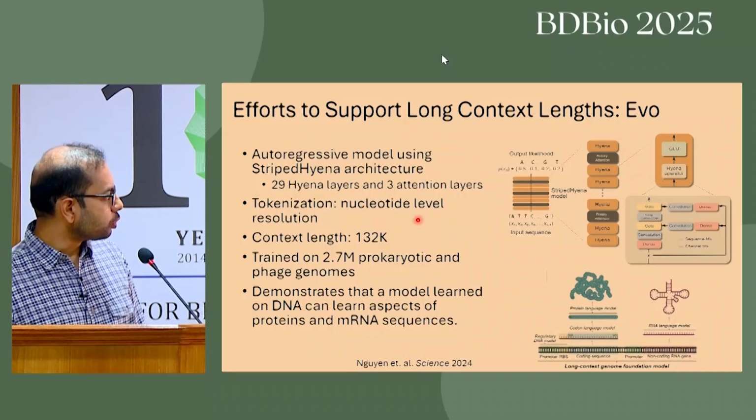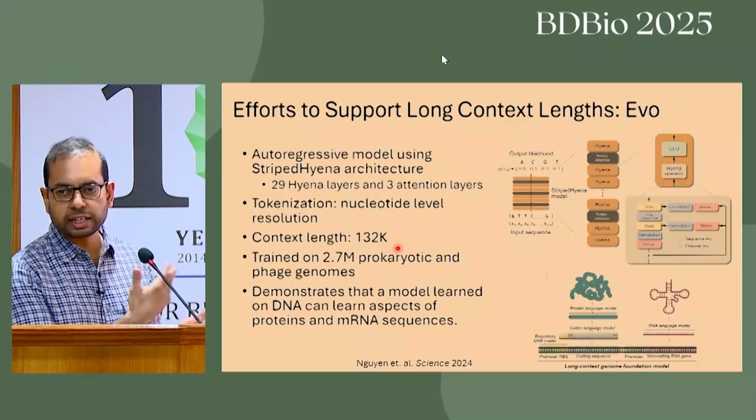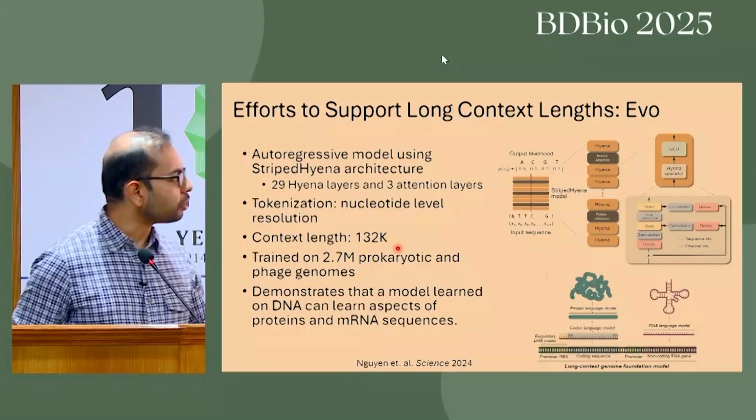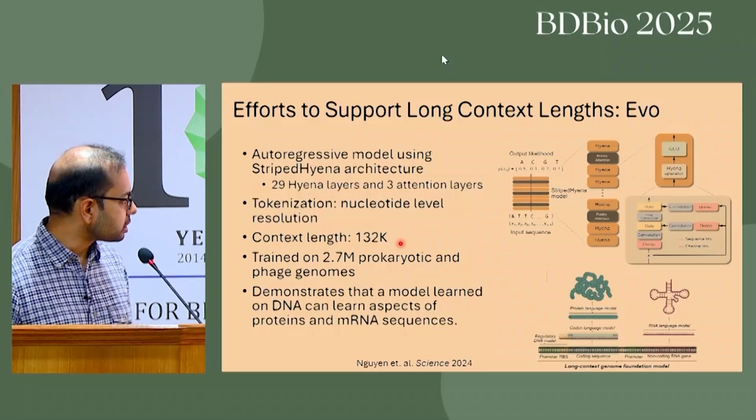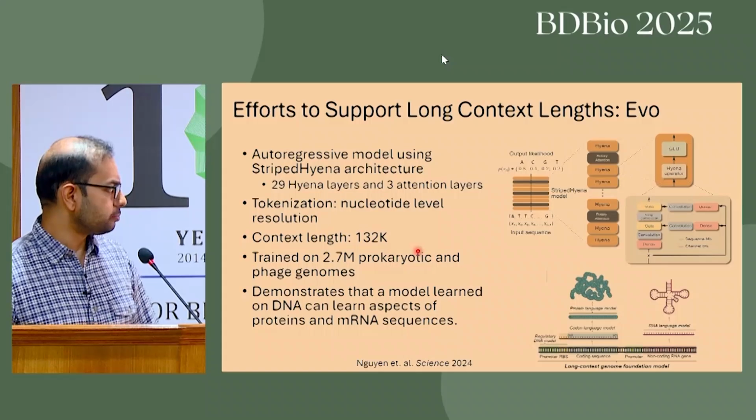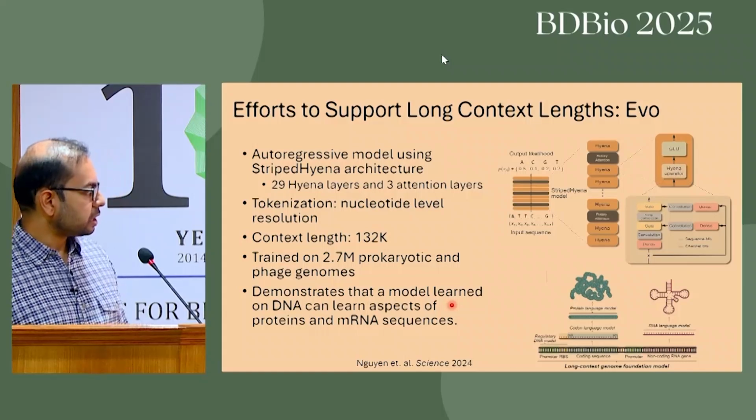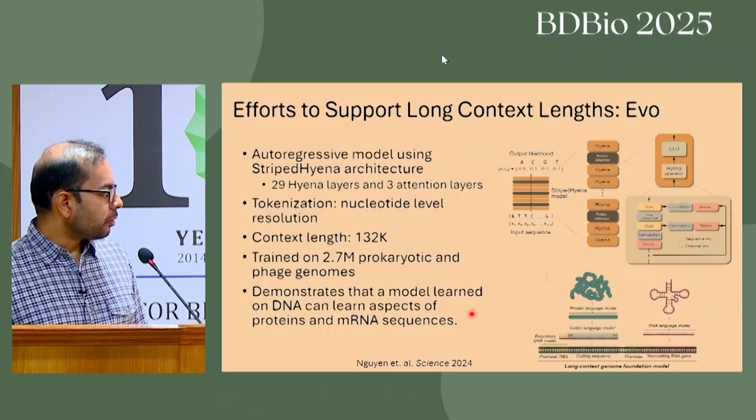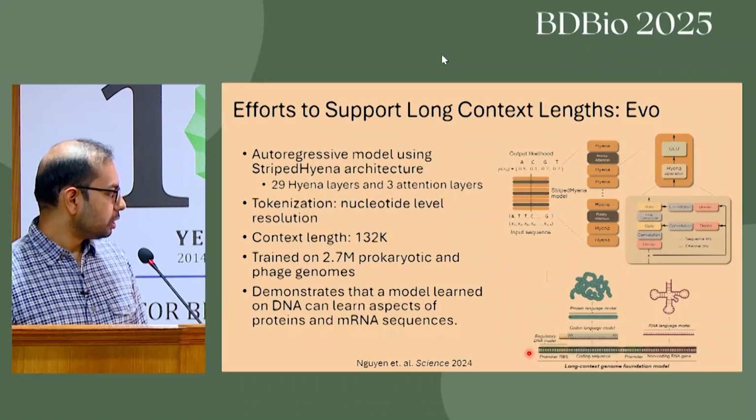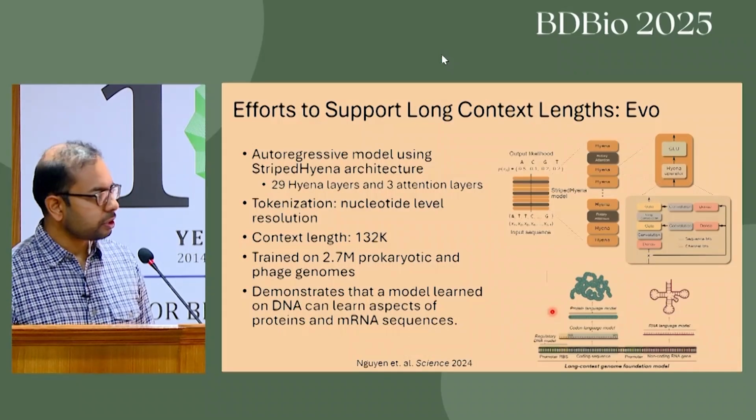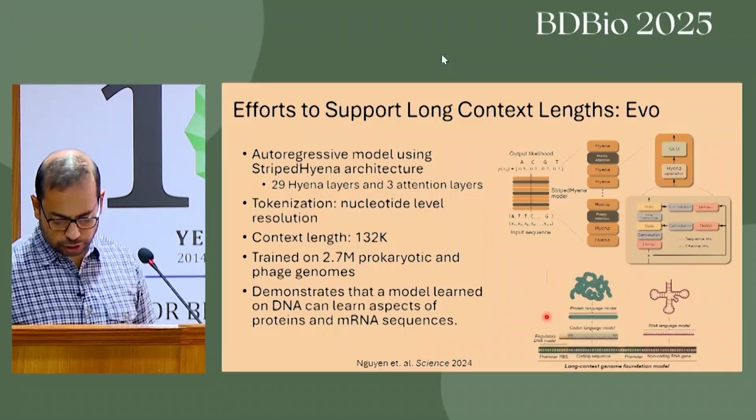This also tokenizes at the nucleotide level. It can go to a context length of 131K, and this seems regressive, right? The previous one was 1 million, now we have 131K. The reason for that is that we also have a transformer architecture there, so we cannot have much higher context length. This was trained on prokaryotic and phage genomes, and it was the first model to demonstrate that a foundation model or LLM learned on DNA is able to learn aspects of protein and RNA sequences. Because protein and RNA are derived from DNA, one would think that that is possible, but this is the first model to actually show that.